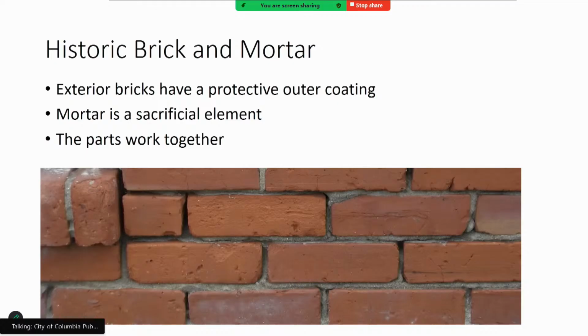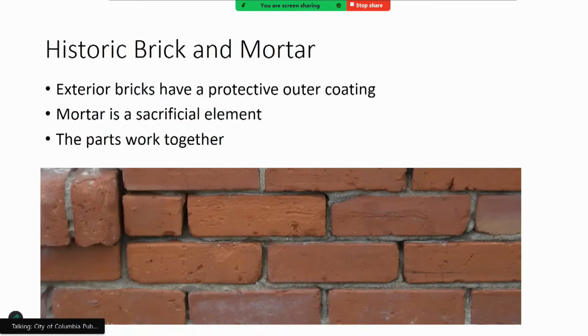But the parts of the mortar, the brick, they have to work together. They have to be compatible, which means they also both have to move. So what a lot of people don't really understand when they're patching mortar, doing mortar patches, is that the composition of the mortar is incredibly important.